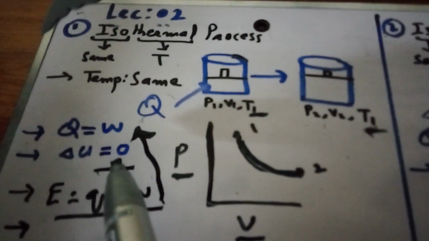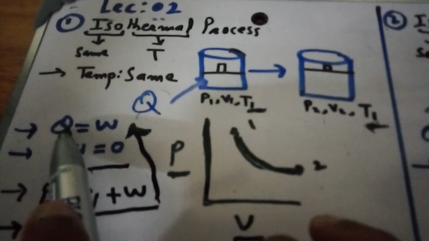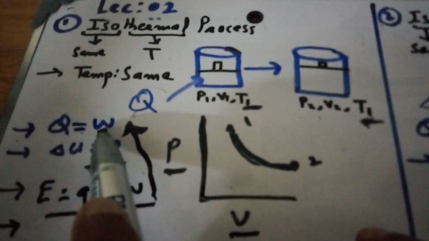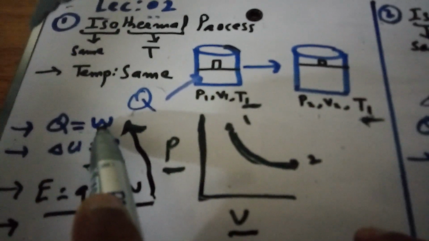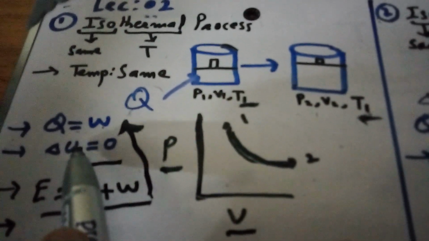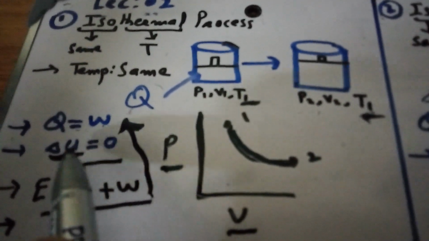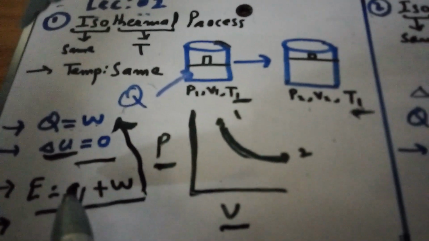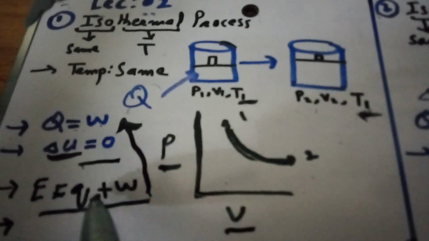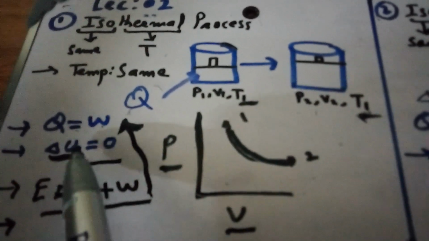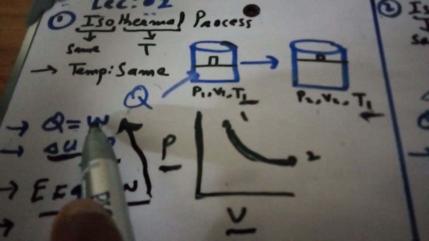Mathematically, in the isothermal process, the heat Q is equal to the work. At constant temperature there is no change in internal energy, so delta U is equal to 0. According to the first law of thermodynamics, delta U is equal to Q plus W. If we put in the value of delta U, the equation becomes Q is equal to W.